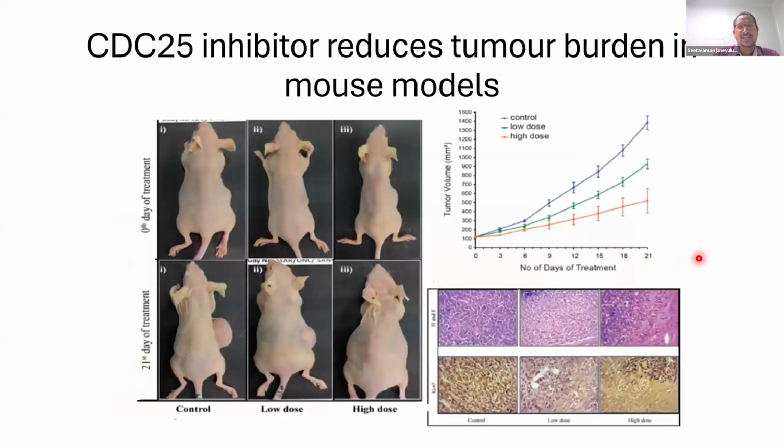We have also done a study with a series C25 inhibitor. When we give this drug to the mouse xenografts, it reduces the tumor burden. At a normal dose, the tumor is less, but at a higher dose, the tumor is reduced further. So the series C25 inhibitor can decrease the tumor size. So we thought of using this drug on the cancer cells.